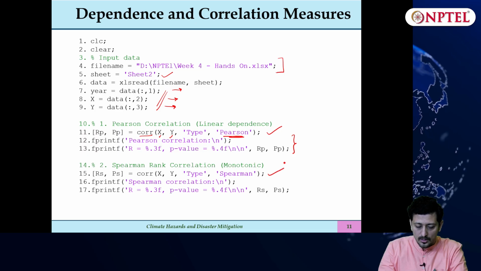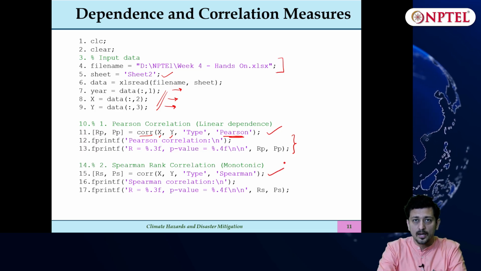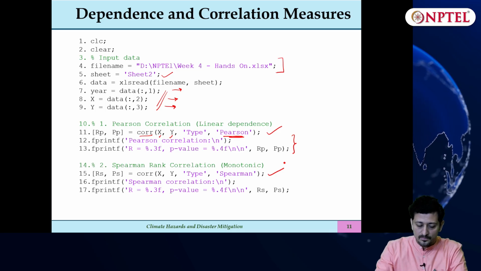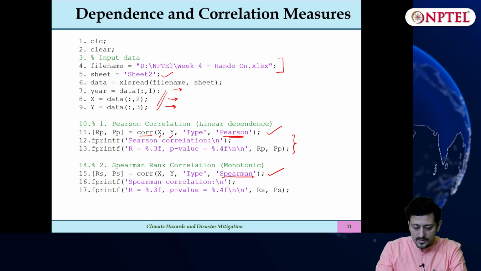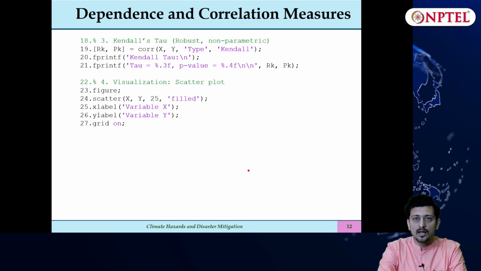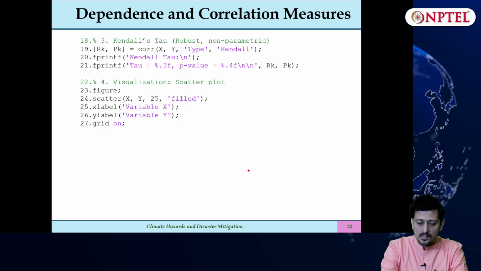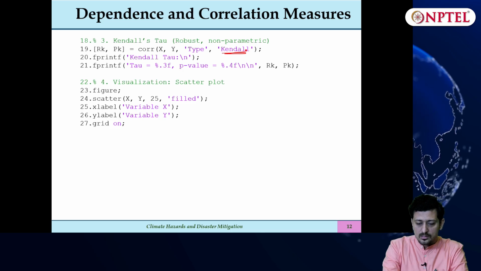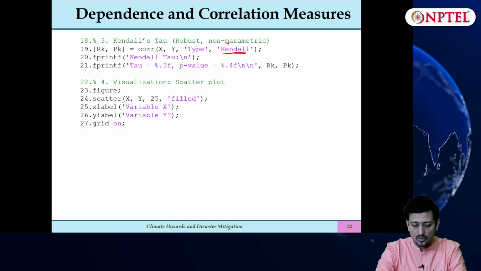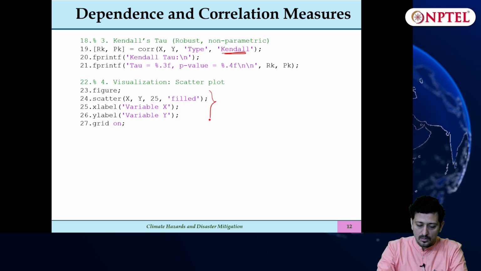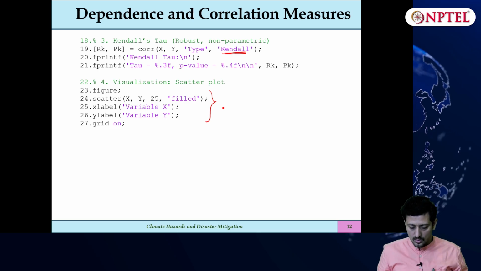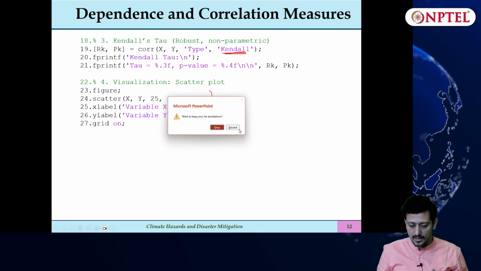Next we'll go for the Spearman rank, because Spearman rank will give us the monotonic relationship and it also accounts for non-linearity. The only change in the syntax is that instead of Pearson we'll have Spearman. And third, Kendall. Kendall is based on the concordant and discordant pairs, so again it is a very robust measure. We'll just replace the type and we get the Kendall tau correlation. Using a scatter plot, we can visualize the X versus Y variation. So let us execute the MATLAB code.